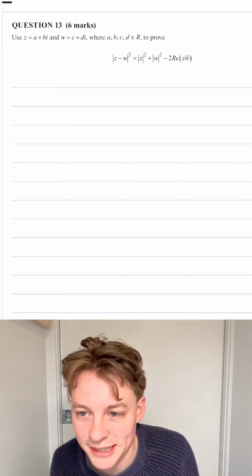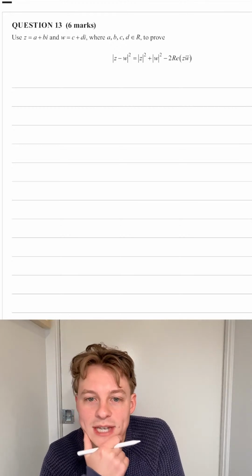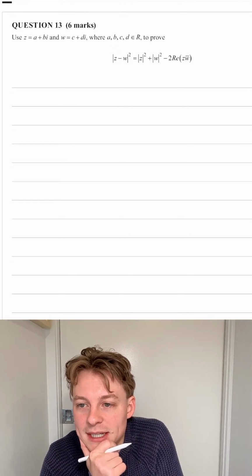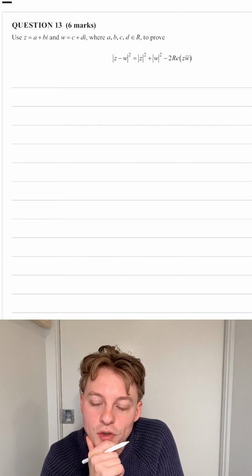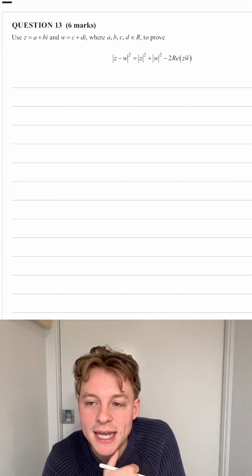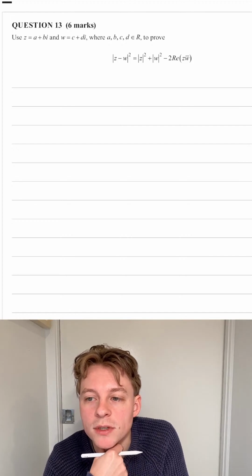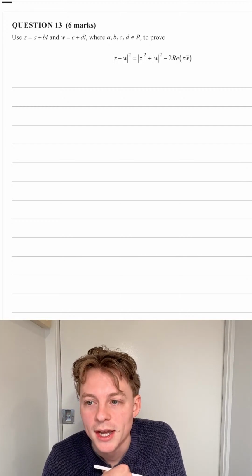Okay, sorry, I have to think about this. My brain just took a little bit of time to buffer there. Z equals A plus Bi. Okay, it's all pretty standard stuff. A, B, C, D are real numbers. I've got the magnitude or the modulus, because it's complex numbers. The modulus of Z minus W squared equals the modulus of Z squared plus the modulus of W squared minus 2 times the real part of Z times the conjugate of W.